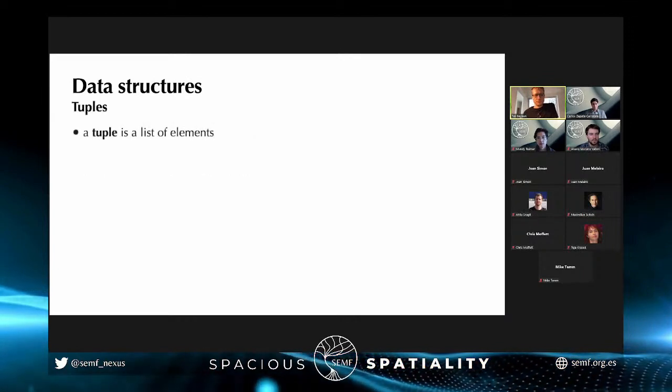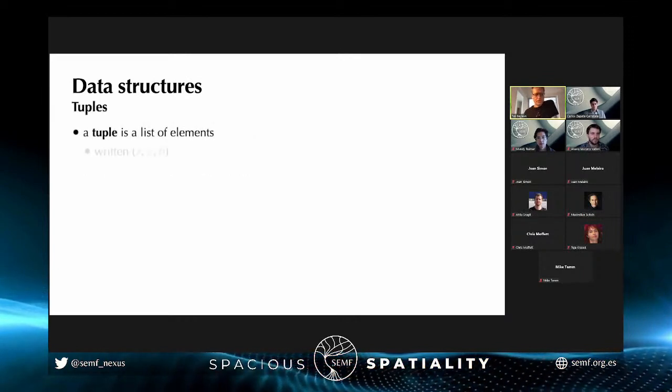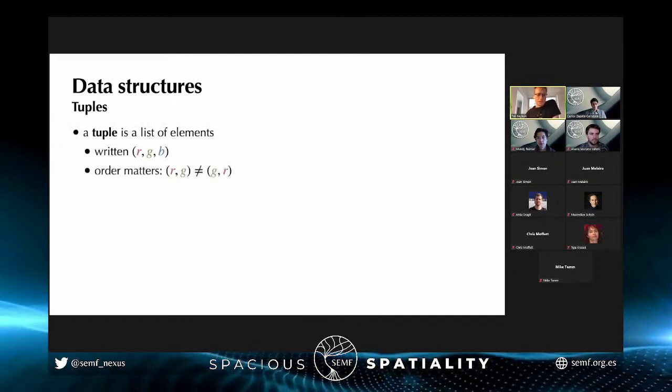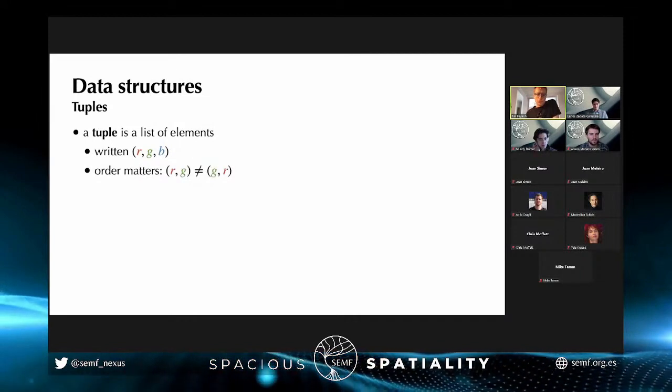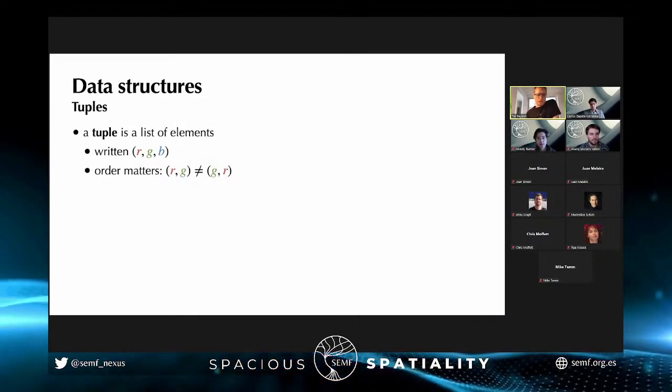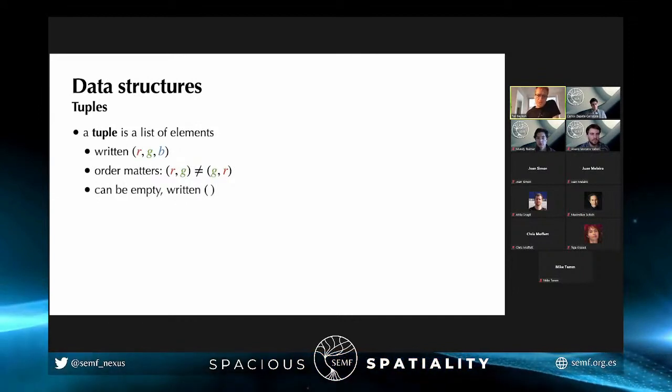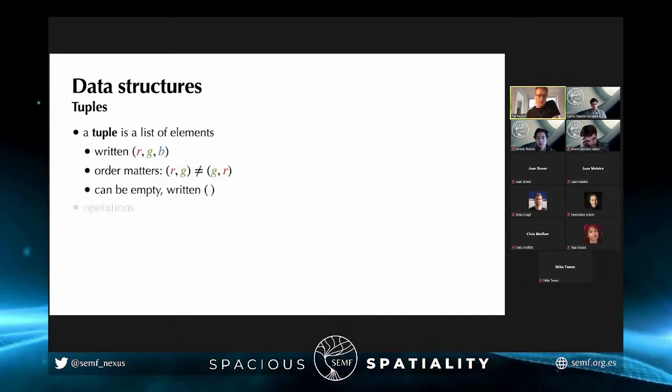Let's start with tuples. A tuple is a list of elements. We write it just in parentheses like this. And fundamentally important is that order matters. So RG is not the same as GR if they're in tuples. Tuples can be empty. We write that just as empty parentheses.